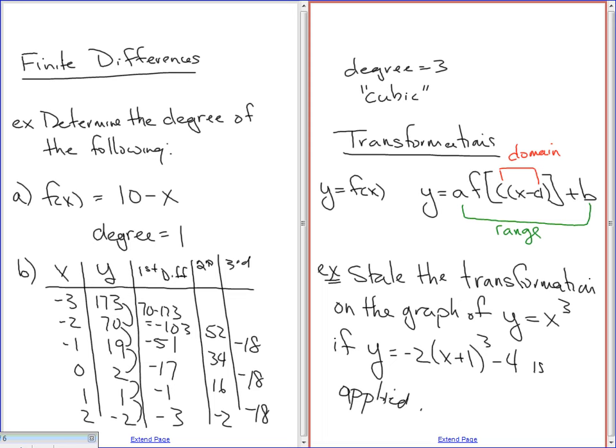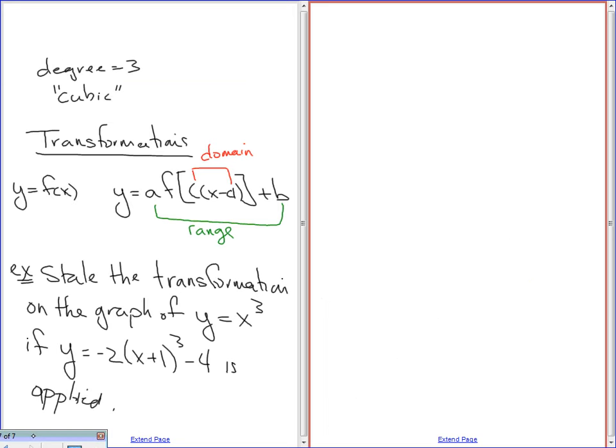Say the transformation on the graph y is equal to x cubed if y is equal to negative 2 times the quantity x plus 1, cubed, minus 4 is applied. Basically what you need to tell me is what the negative 2, this plus 1, and the negative 4 do to the original graph of this function. We'll just do them in order. Whenever there is a negative, I like to split it up in two. What does the negative do to the original function?